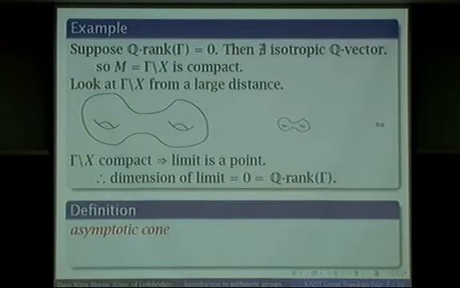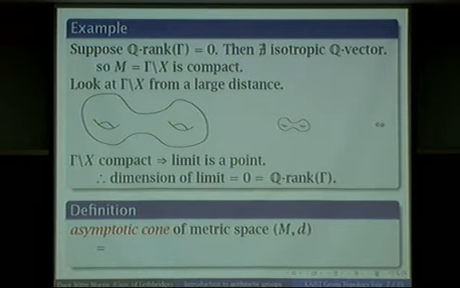That's a theorem. But before I state that theorem, let me say that this limit, I've been calling it the limit as you go from a large distance. That's definitely not a very good technical definition. That limit is called the asymptotic cone. The asymptotic cone of any metric space can be defined. It's the limit as you look at the metric space from farther and farther away.